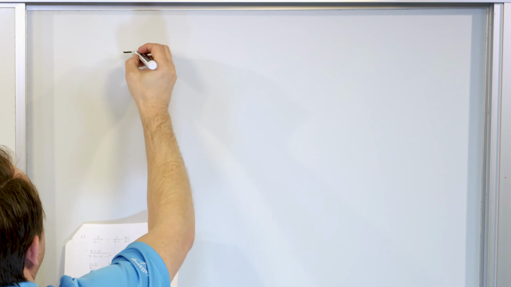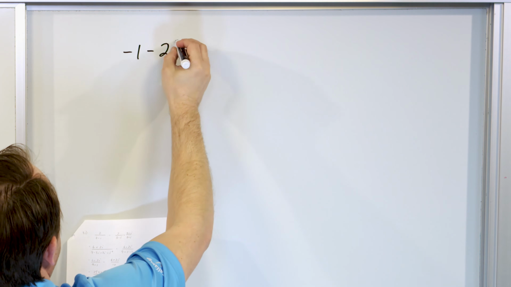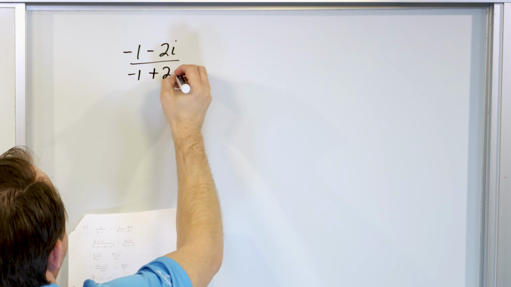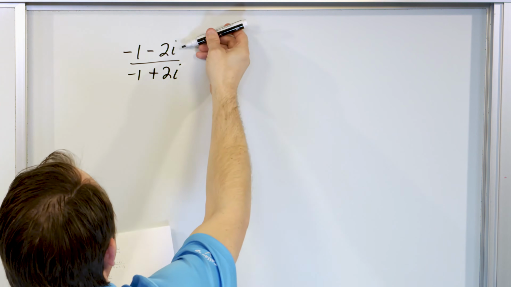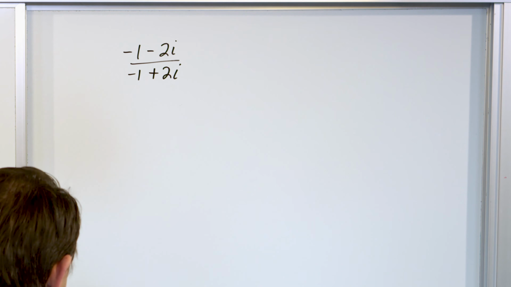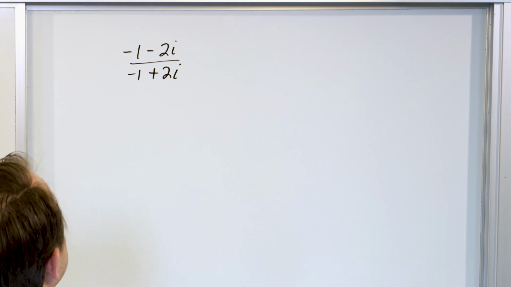So last problem, if we have -1 minus 2i on the top, and on the bottom we have -1 plus 2i. Interestingly, this is the conjugate of this. We have a conjugate in the numerator and the conjugate in the denominator. So it'll be interesting to see what happens here.